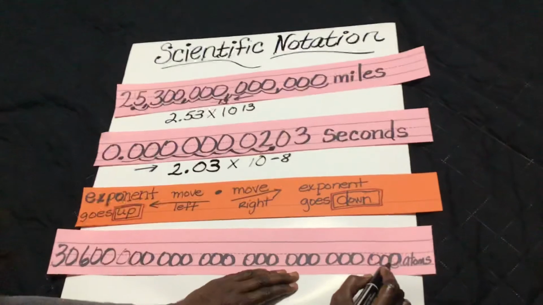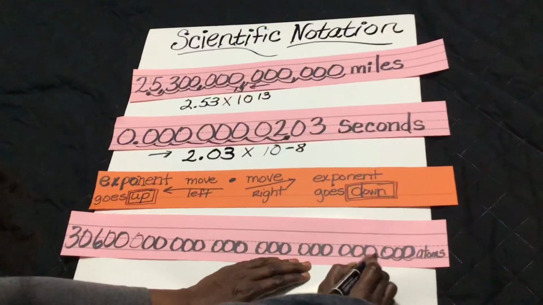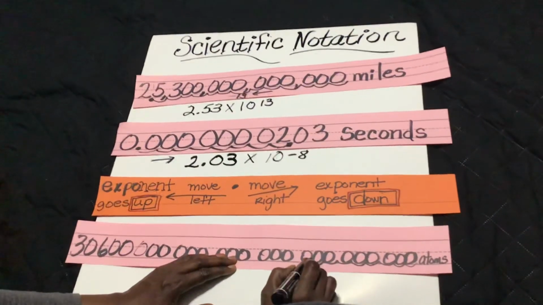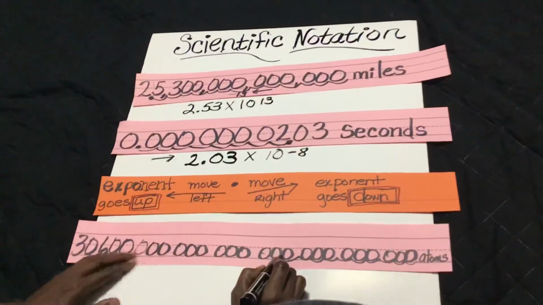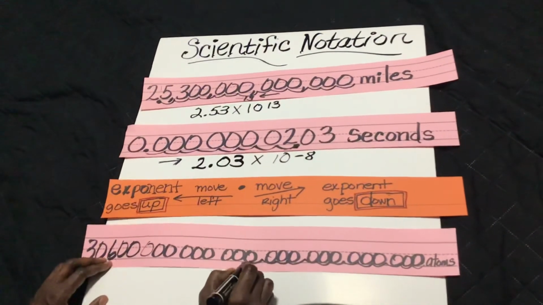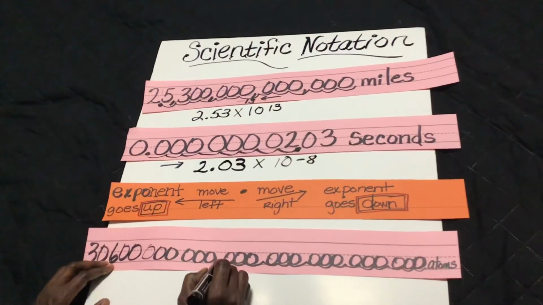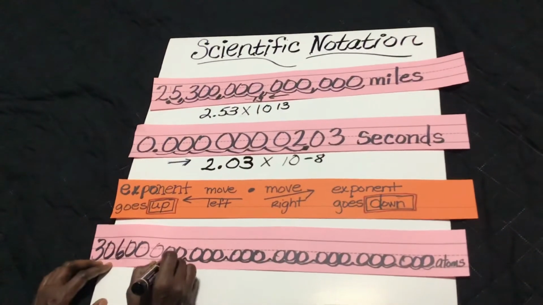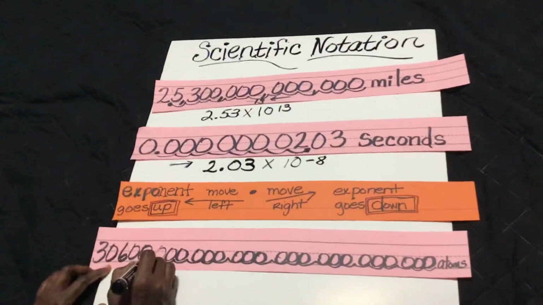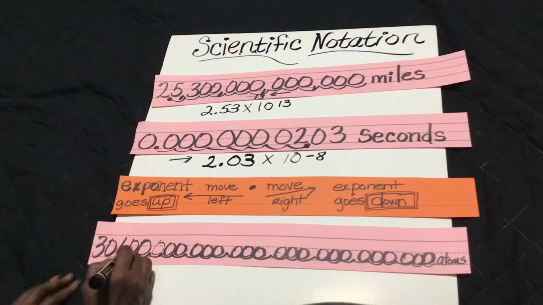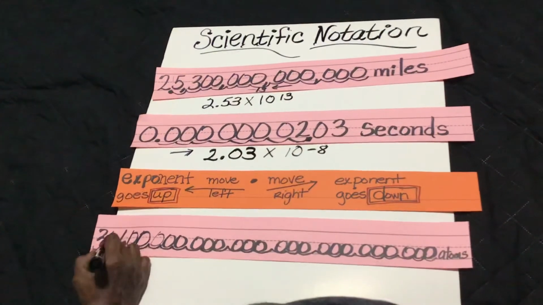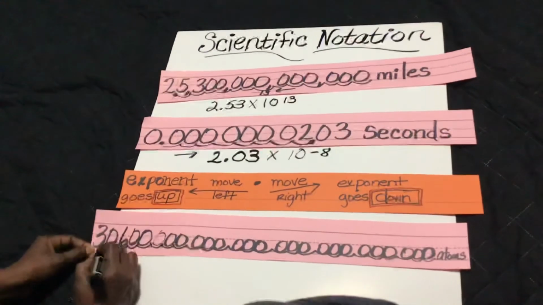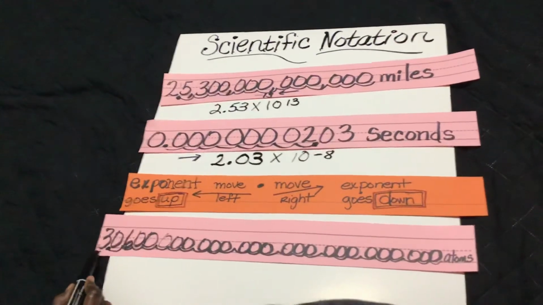Here we go. 1, 2, 3, 4, 5, 6, 7, 8, 9, 10, 11, 12, 13, 14, 15, 16, 17, 18, 19, 20, 21, 22, 23, 24, 25. Is this where I stop? Yes, ma'am. Remember I said you need to make sure you've got one digit right here to the left.